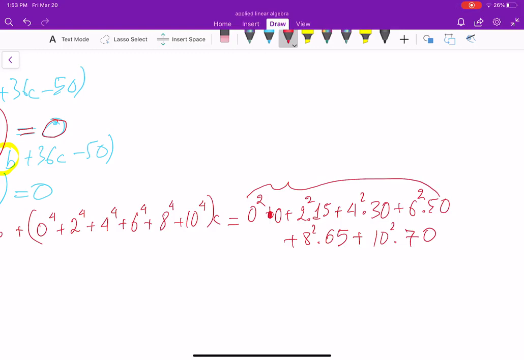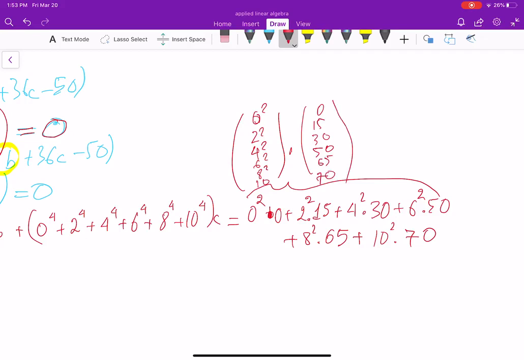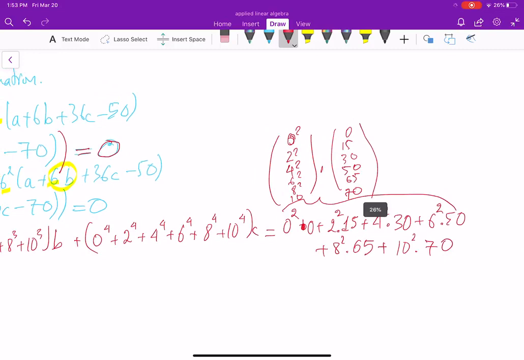So that is just, if I write it in the form of vectors, right? That is just scalar product. Is that correct? The scalar product of what? Of 0 square, of 2 square, of 4 square, of 6 square, of 8 square, and then of 10 square. Scalar product with the B right here, with 0, 15, 30, 50, 65, and then 70. So that is the free coefficient of the third equation.